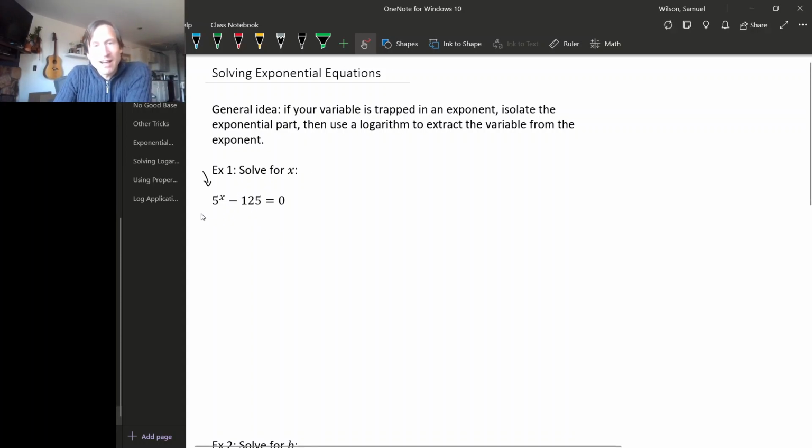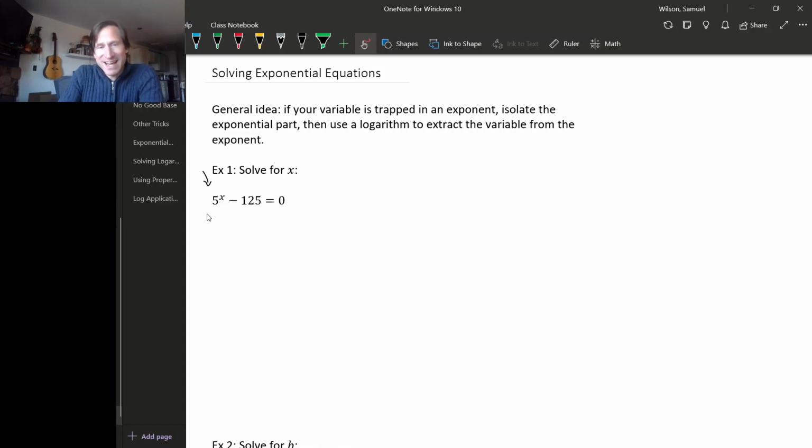So first thing to do is isolate the exponential part. So that's the 5 to the x part here. So we need to add 125 to both sides. That gives us 5^x equals 125. And now we can use a logarithm. But which logarithm should we use?